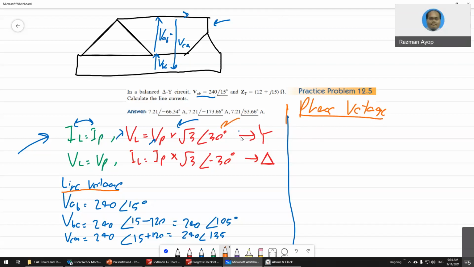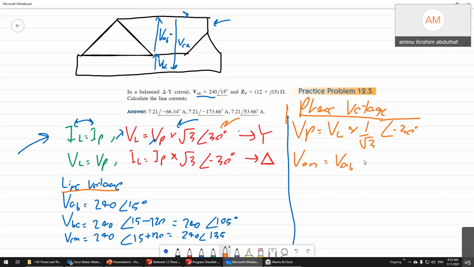So you have to use this formula, because you already have the line voltage but you don't have the phase voltage. VP is equal to V line multiplied by 1 over square root 3 angle negative 30 degrees. So use this formula: VAN is equal to VAB multiplied by 1 over square root 3 angle negative 30. So what is the answer?